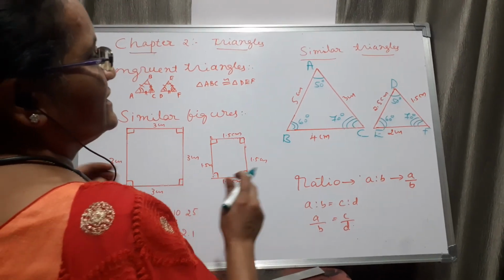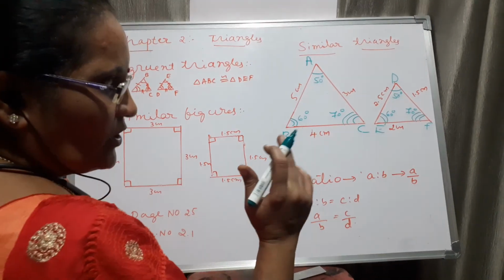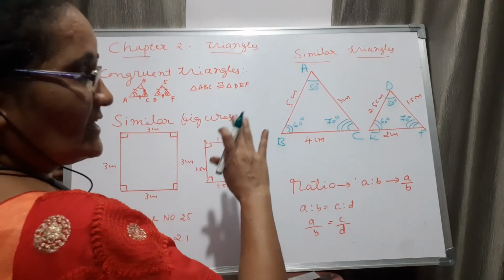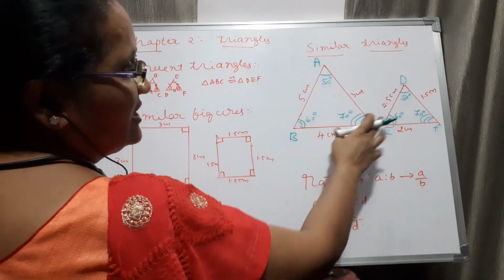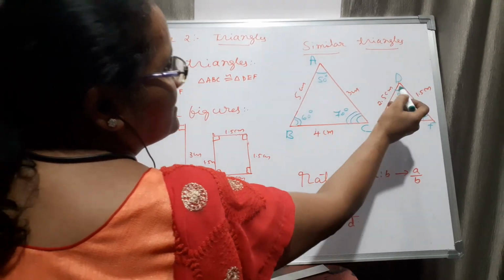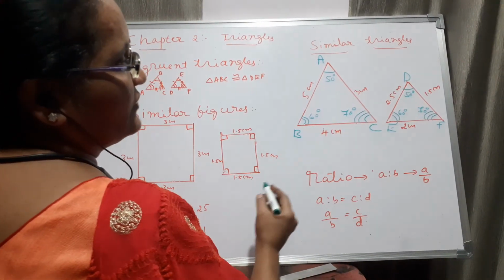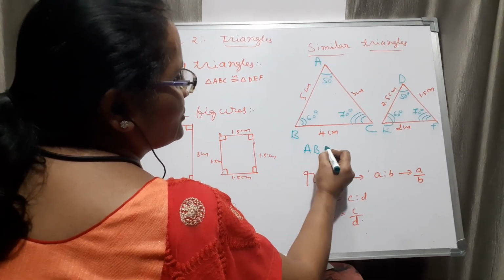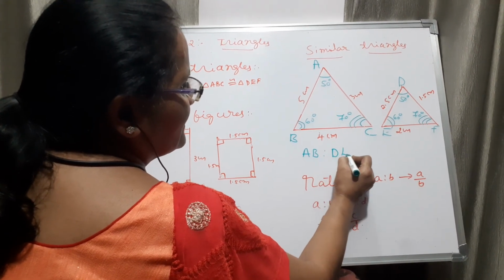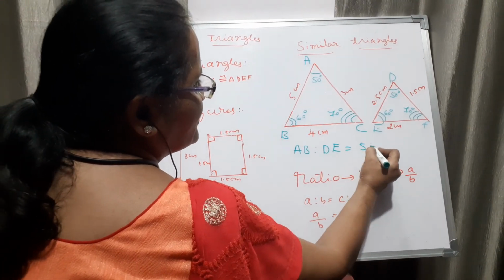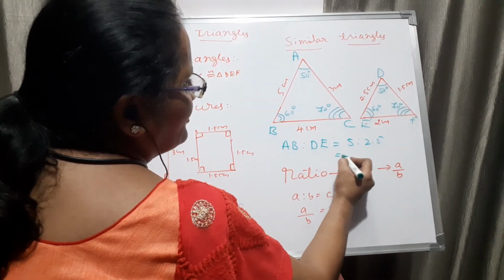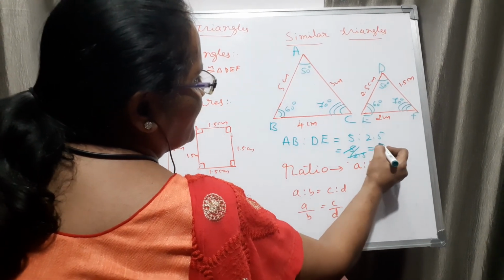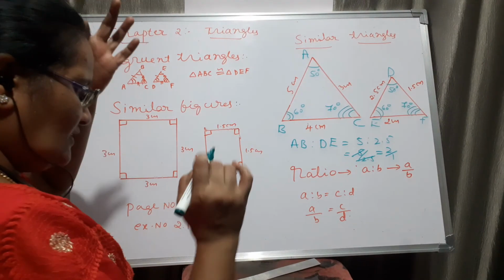Now, AB and DE are corresponding sides, but they are not equal sides, because AB is equal to 5 centimeters I have taken, and DE is equal to 2.5. Therefore, I am writing in the form of a ratio, AB is to DE equal to 5 is to 2.5. Then we can write it in fraction form, 5 by 2.5, that is 2 by 1. Did you get the idea?